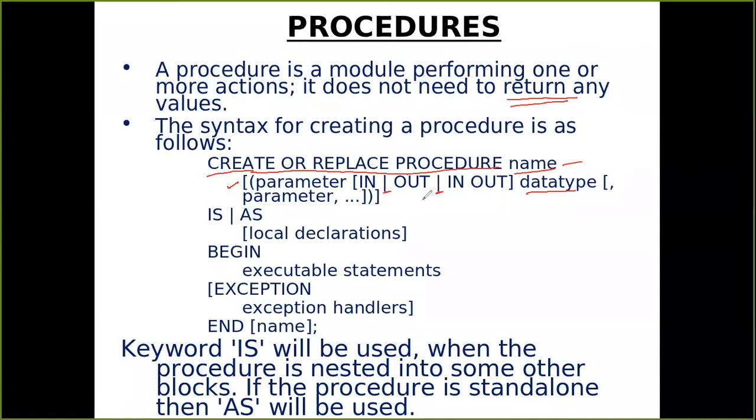Parameters are basically a way of communication. You can pass values from the outer programs, from the other program, to this particular procedure using the parameters. Then again, the keyword is IS or AS. You have to specify either IS or AS. Then the local declaration part will be there where you can define the local variables. Then the begin section, exception section, and the rest of the blocks are the same as any PLSQL block that we have already covered. So begin part, exception part, end part, that is already covered. Only this part is new, where you have to define the name of the procedure.